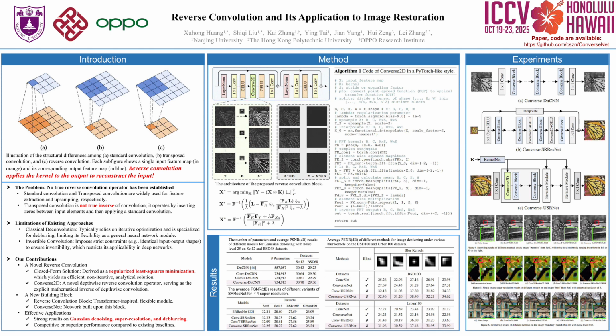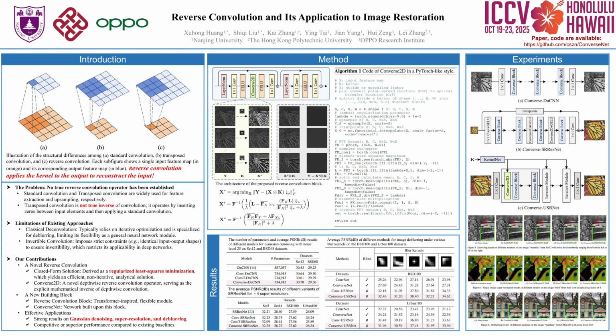Now let's talk about the applications and results. The team built 3 networks to demonstrate the effectiveness of their operator. Converse DN-CNN for denoising, Converse SRResNet for super-resolution, and Converse USRNet for deblurring. Each network replaces conventional convolution and transposed convolution layers with their proposed converse 2D operator and blocks. For Gaussian denoising with noise level 25, Converse DN-CNN achieves 30.7 decibels PSNR on the SET12 dataset, outperforming both standard convolution and transposed convolution variants.